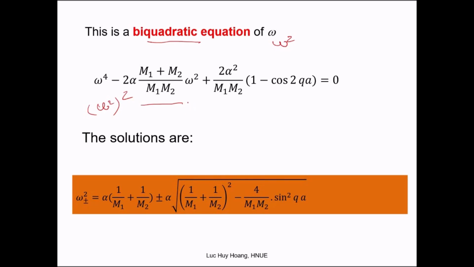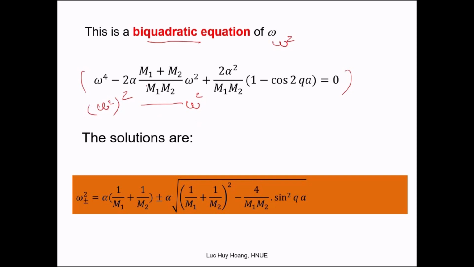Or so it's omega, right? So we can call it the bi-quadratic equation of omega, or quadratic equation of omega square. And to solve this equation is easy. You studied it in high school already, right, everyone?